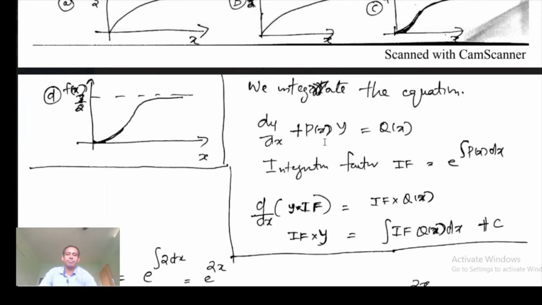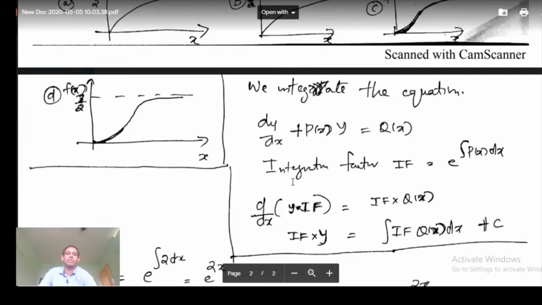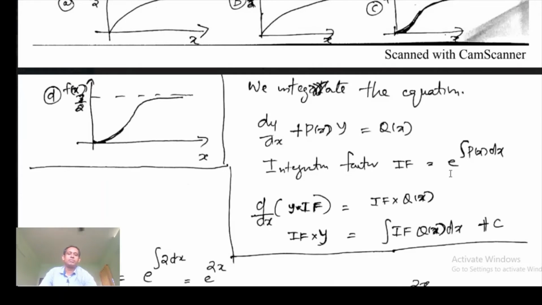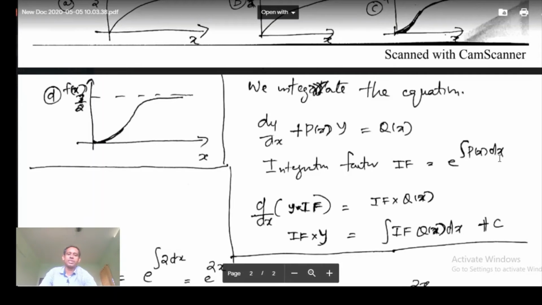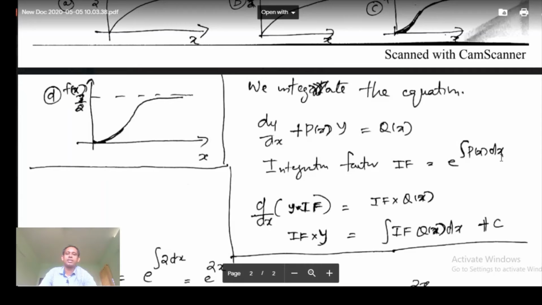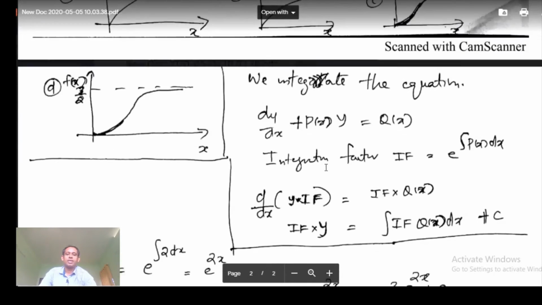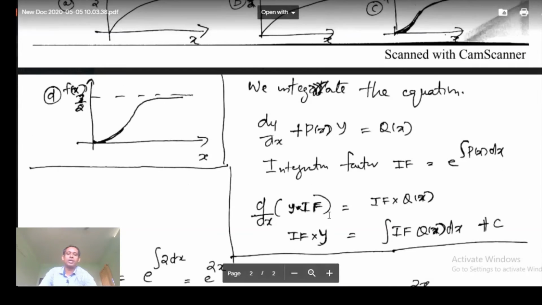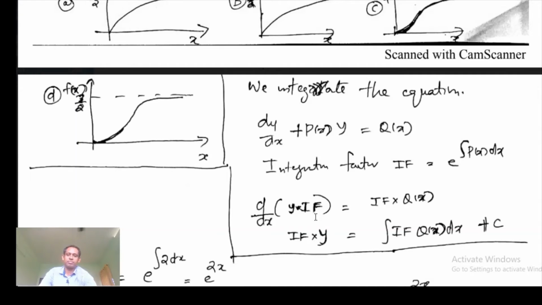When we try to find this y, the first thing that we do is we find the integration factor, which is exponential integral p of x dx. Okay, this is a standard method. You find the integration factor, which is exponential integral p of x dx. Then d by dx of this y into this integration factor.